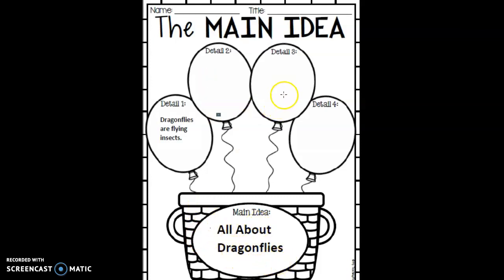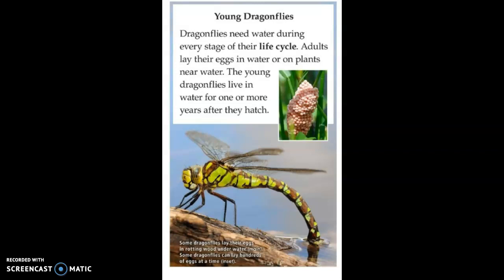What other supporting details can you come up with to support this main topic? I'm going to go ahead and continue reading. Young dragonflies. Dragonflies need water during every stage of their life cycle. Adults lay their eggs in water or on plants near water. The young dragonflies live in water for 1 or more years after they hatch.